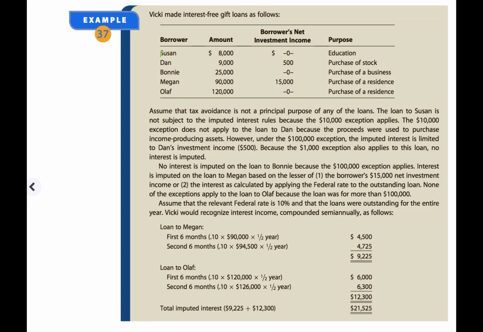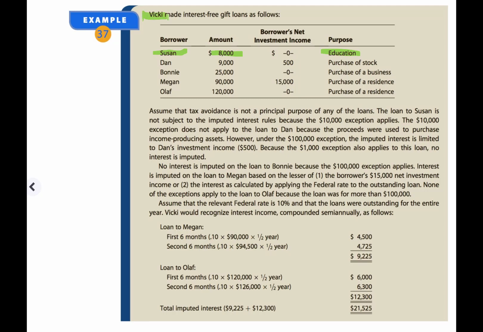Susan's got a loan under the 8,000. It is not for business purposes; it's for investment purposes. It's for education, so she's okay. Whoever loaned the money, Vicky, does not have to pay the tax on them.